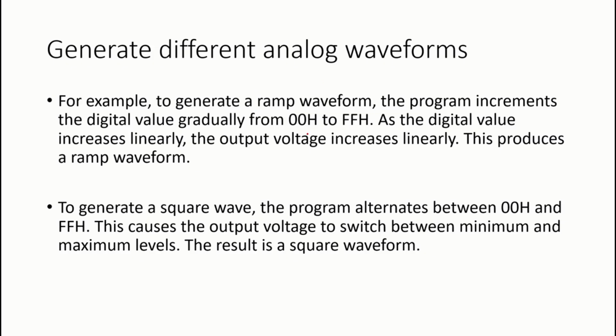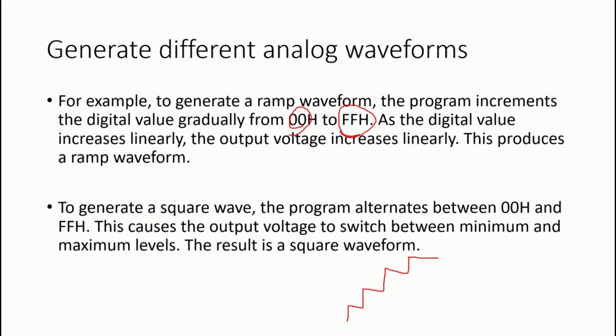For example, consider a ramp waveform. What the program does is it increments the digital value from 00H to FFH, because 00 is the lowest number that can be used, and FF is the largest number that can be used with an 8-bit microprocessor. And since the digital value increases linearly, the output voltage increases linearly as well, which would look almost like a ramp. Actually, we will not get a complete ramp function. We will get something like this, but then it would be close enough. Actually, we'll look at that as well.